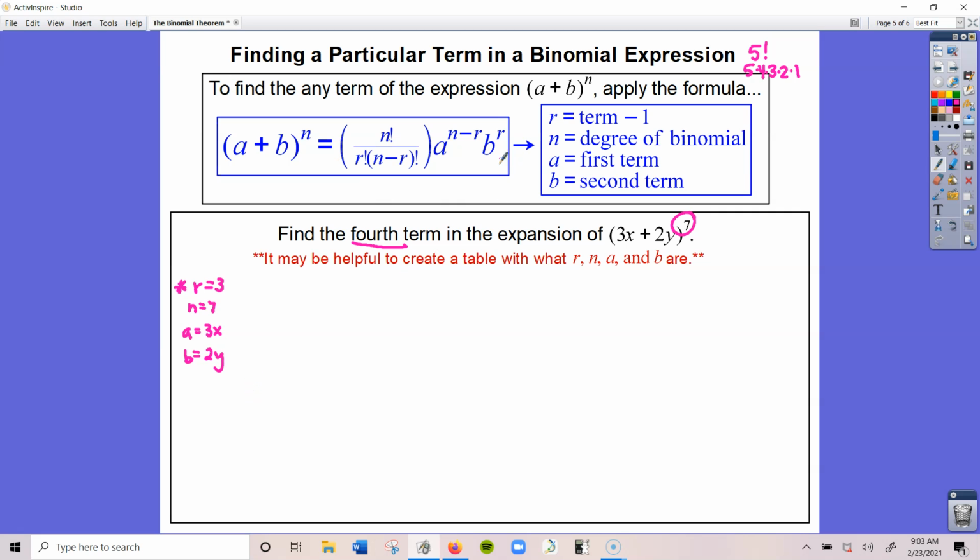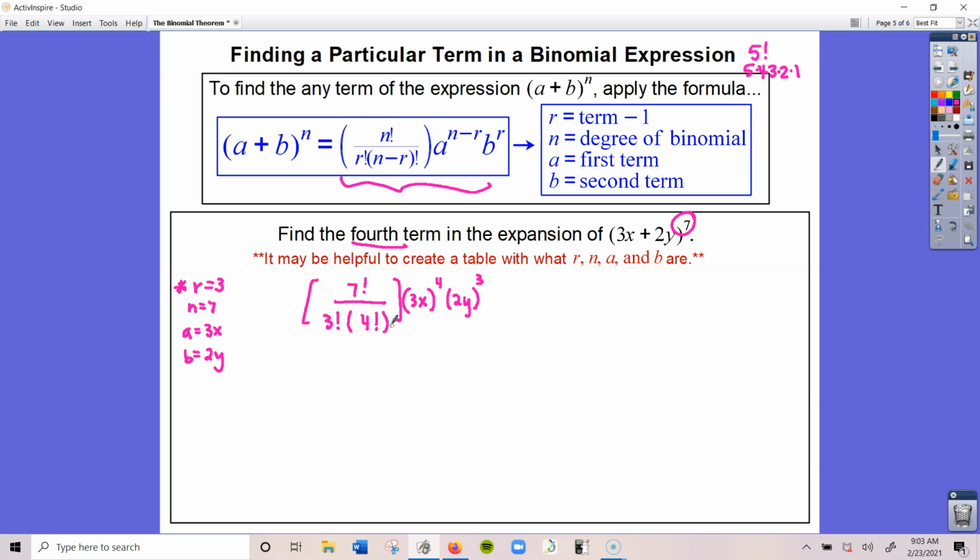So now we're going to use this formula here. n factorial, that's 7 factorial over r factorial times (n minus r), so 7 minus 3, which is 4 factorial. And all of this we're going to multiply by a, which is 3x, raised to the n minus r, so 7 minus 3, which is 4, times b, which is 2y, raised to the r, which is 3.